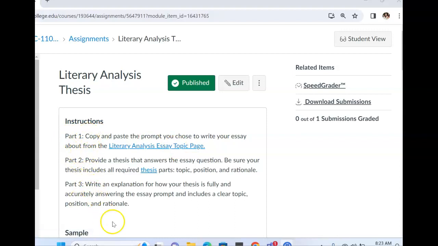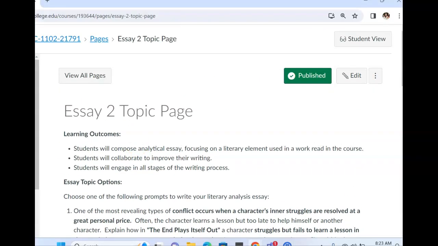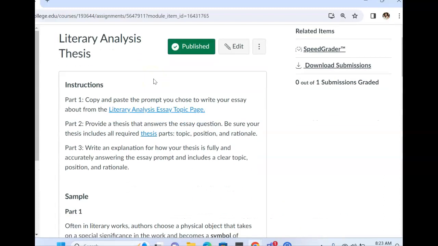To get full credit, you need to do a good job on all 3 parts. Part 1 is simple. Copy and paste the prompt you chose to write your essay about from the literary analysis essay topic page. So you can go click right over there, copy and paste your topic. It'll do exactly what you need to do. That's all for part 1.